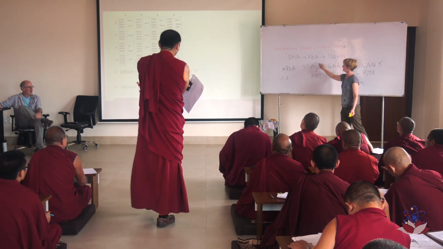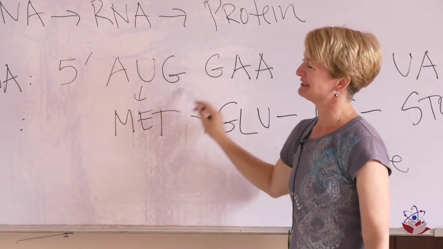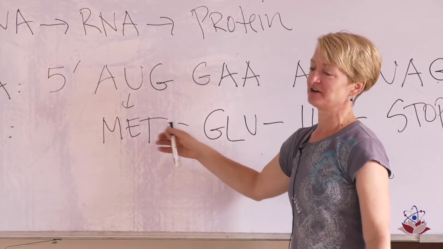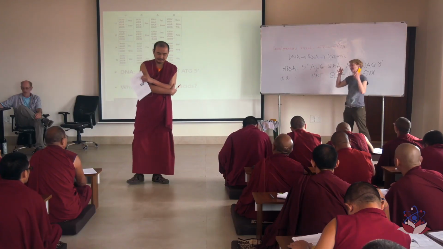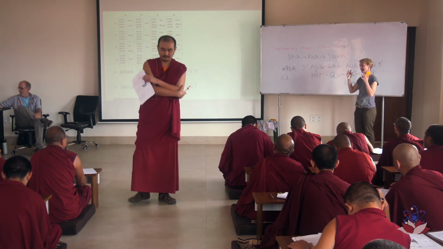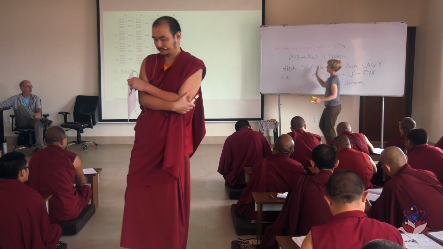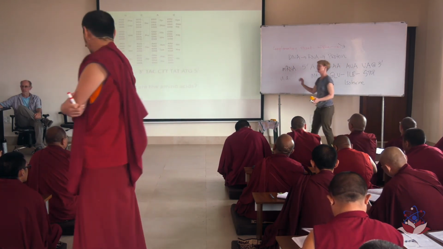That's the start codon. That's the start codon that says this is the beginning of the protein. But what is the RNA polymerase recognizing that helps it bind? Because remember, it binds actually before the gene starts.